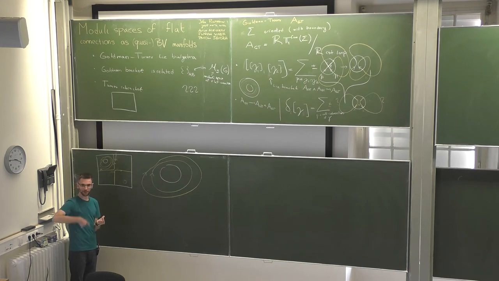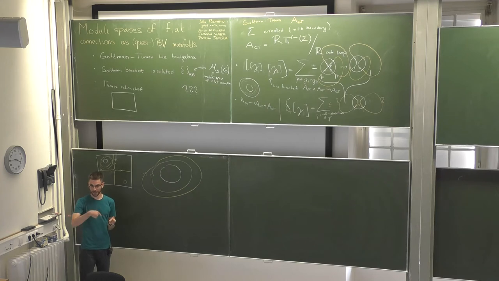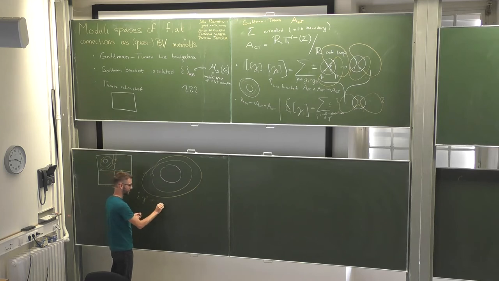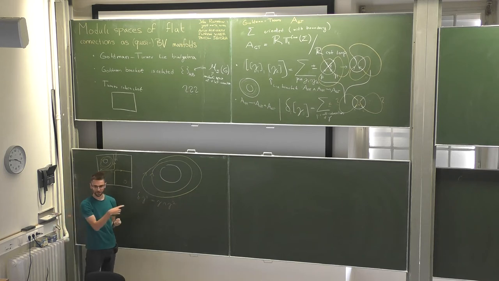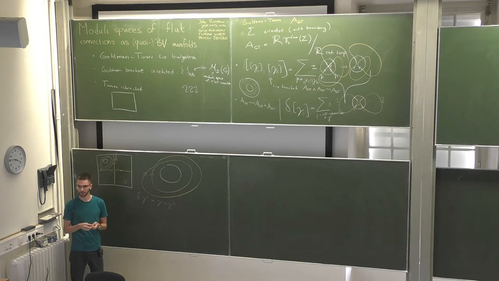But if it went around multiple times, I think we would not get zero. If it went around three times, then we would just get terms like gamma wedge gamma squared. By gamma to the n, I mean a loop that goes around n times. At the end they have two. Maybe this is not correct.